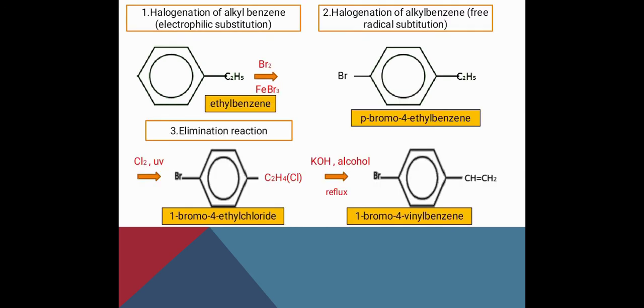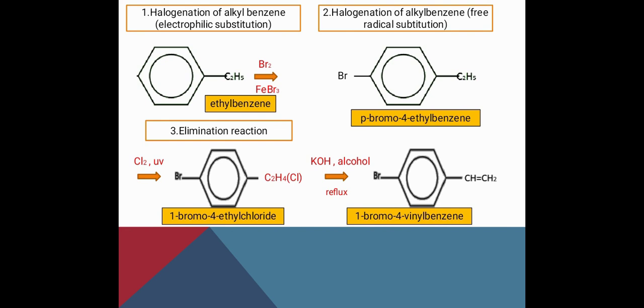Firstly, the halogenation of alkyl benzene, which is electrophilic substitution of alkyl benzene. The ethylbenzene will react with Br2 in the presence of FeBr3. The alkyl group in the ethylbenzene is the ortho-para director, so the products will be o-bromoethylbenzene and p-bromoethylbenzene.